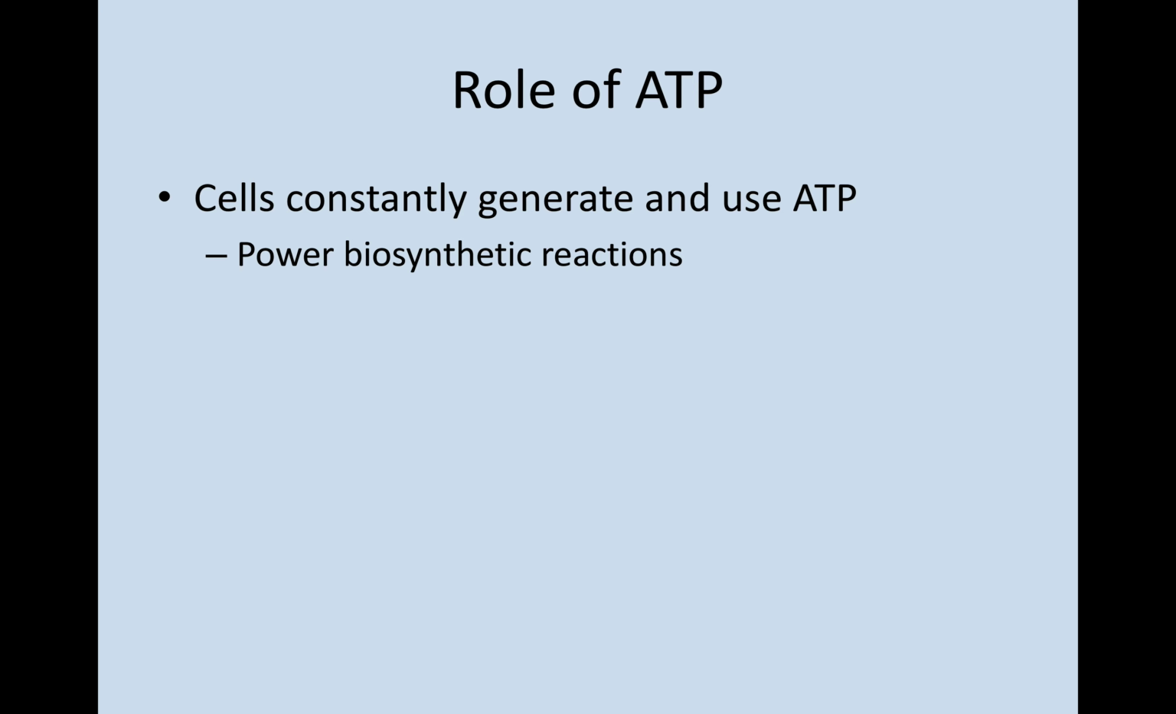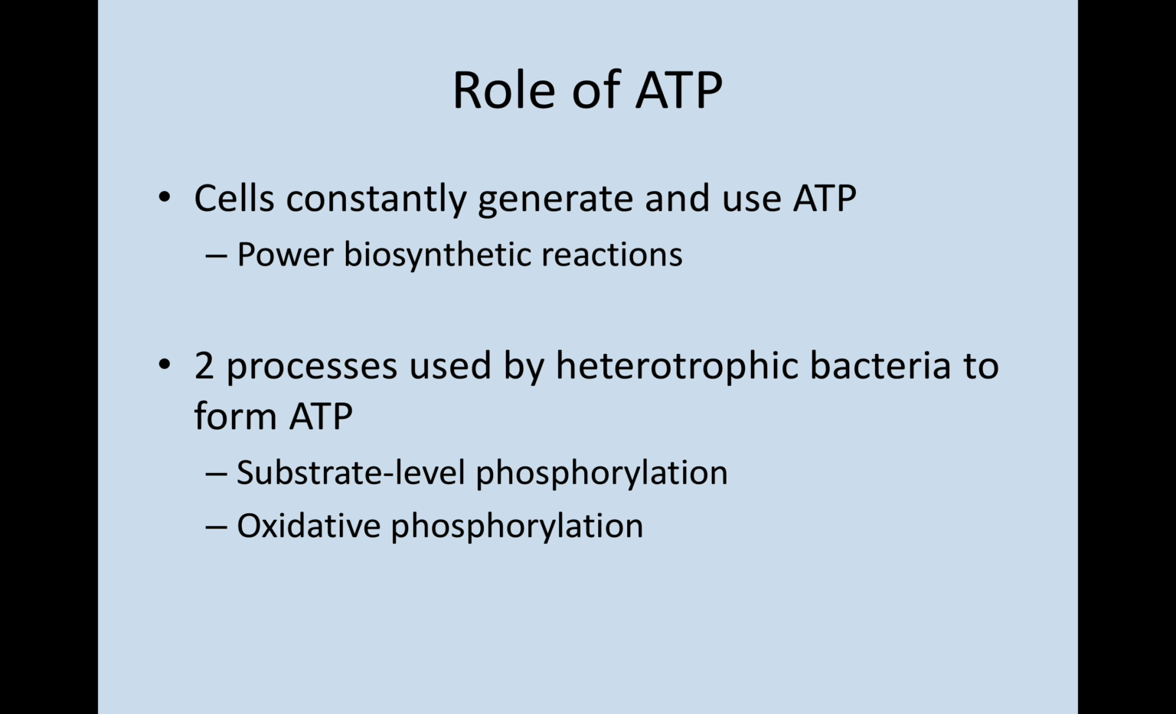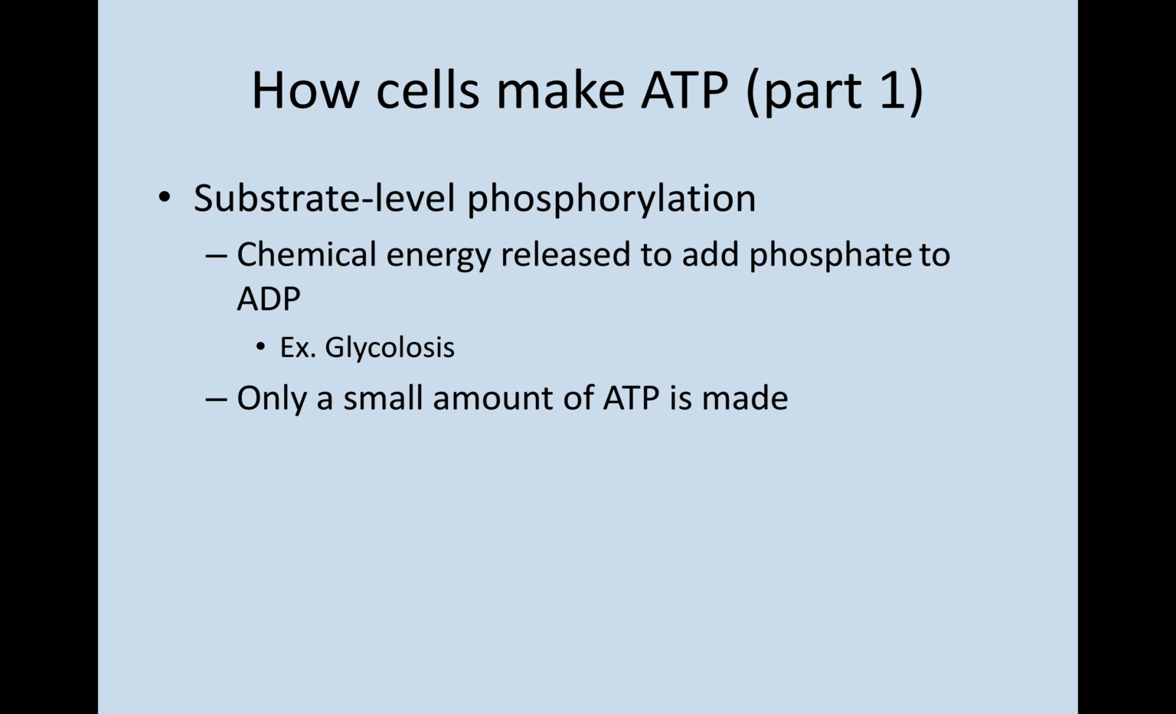Cells constantly generate and use ATP to power biosynthetic reactions. The 2 processes used by bacteria to form ATP are substrate level phosphorylation and oxidative phosphorylation. Substrate level phosphorylation is a release of chemical energy used to add a phosphate to ADP. Our examples here are going to be glycolysis and the Krebs cycle.